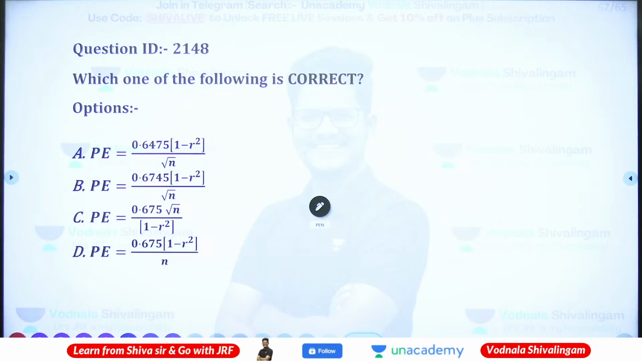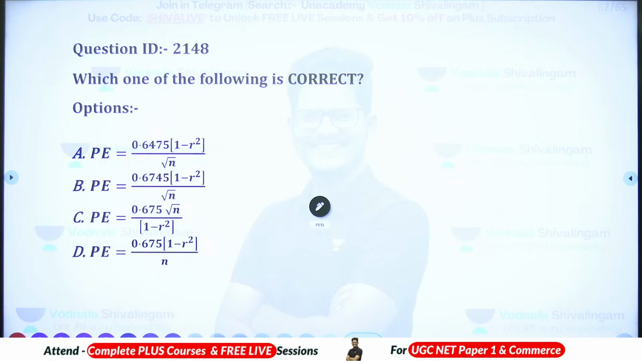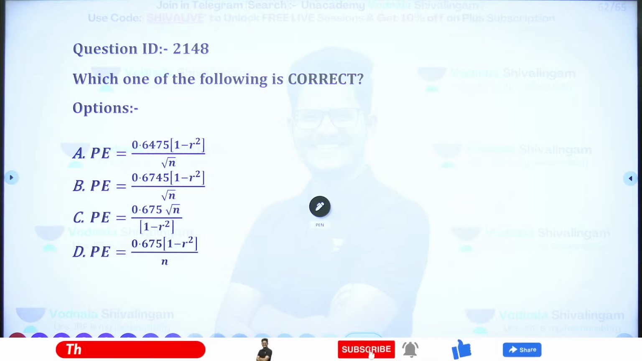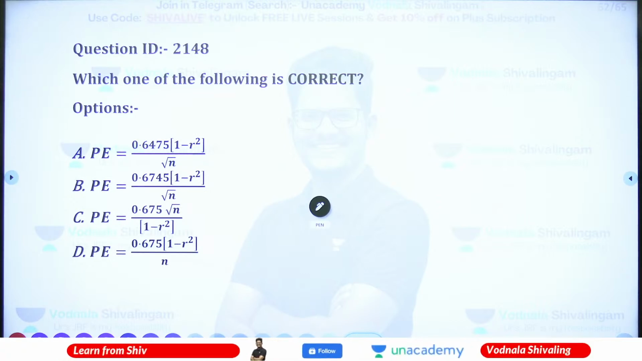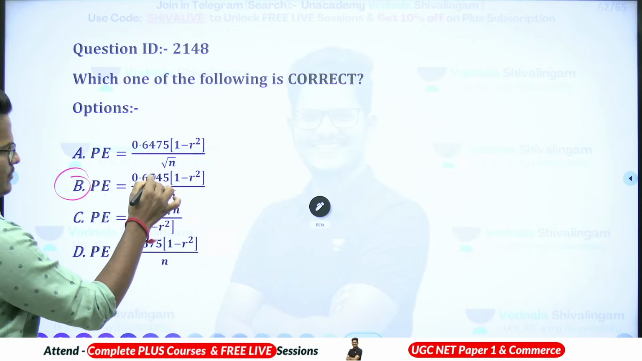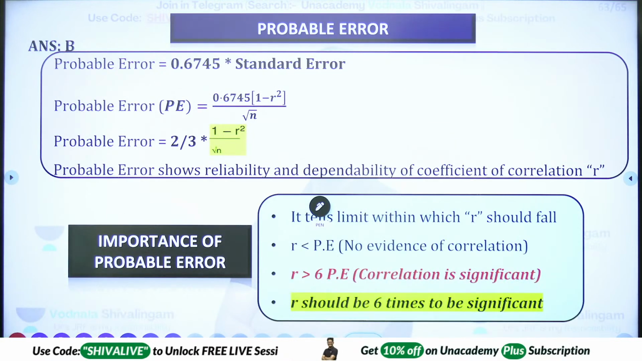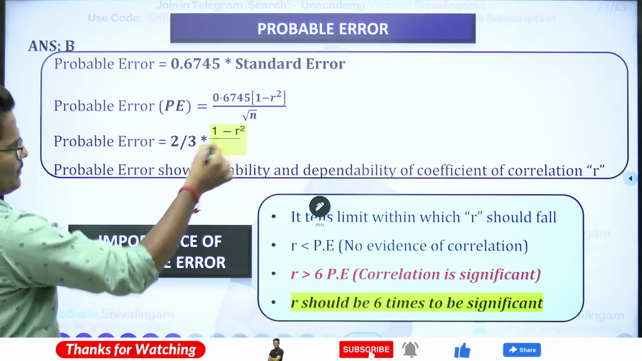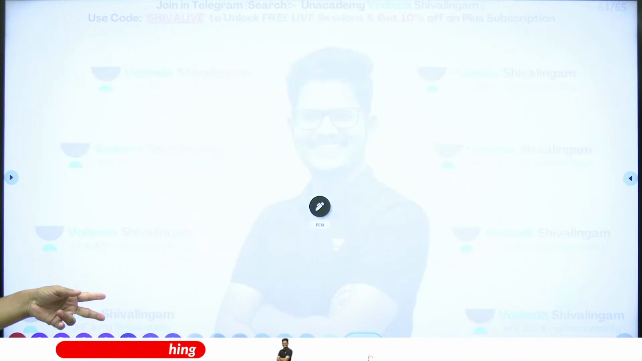Yes, Aruna, but I need to see the question once. Last and final question of this session. Which of the following is correct? The probable error formula is given directly. So the answer is B. Probable error is equal to 0.6745 into 1 minus r square divided by root n, or else 2 by 3 into 1 minus r square divided by root n. It can be either way, right?